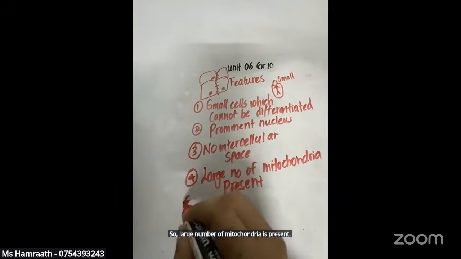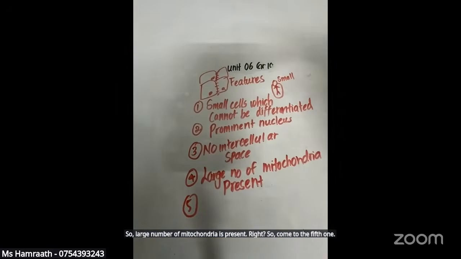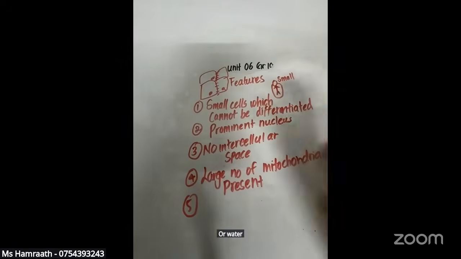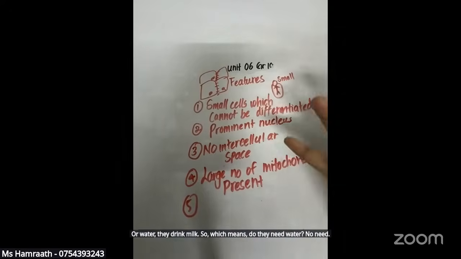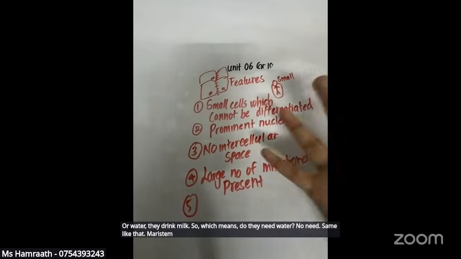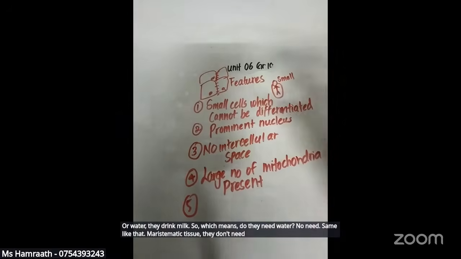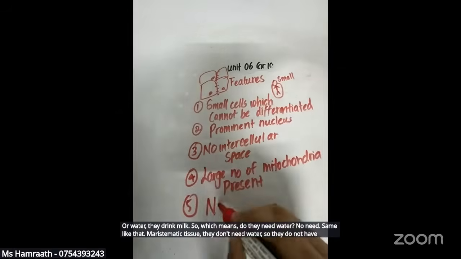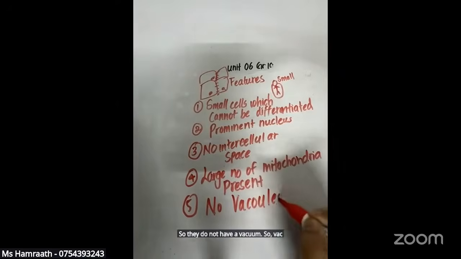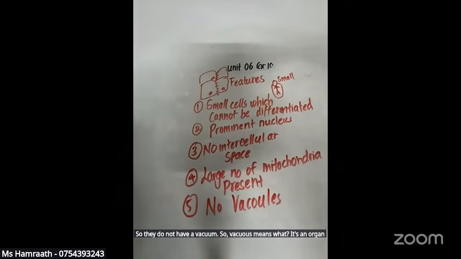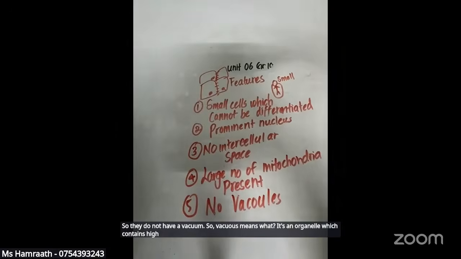So come to the fifth point. Now baby, does it drink milk or water? They drink milk. So do they need water? No need. Same like that, meristematic tissue, they don't need water, so they do not have vacuoles. So vacuoles means what? It's an organelle which contains a high percentage of water. So they don't need vacuoles.